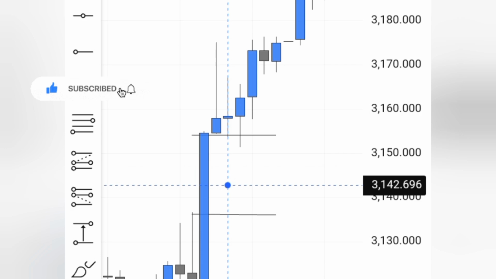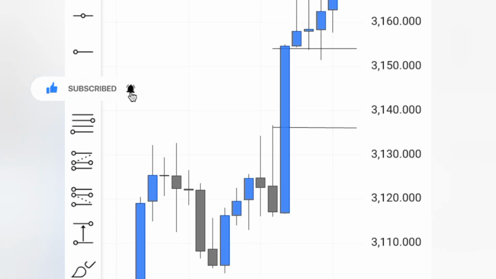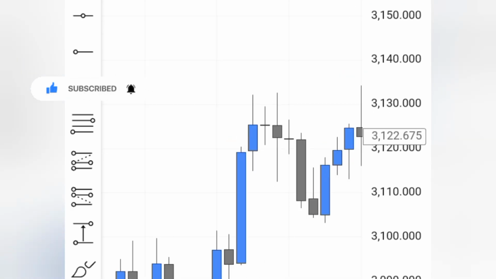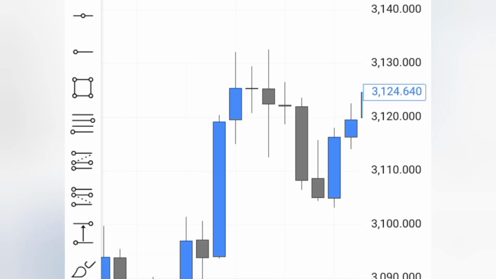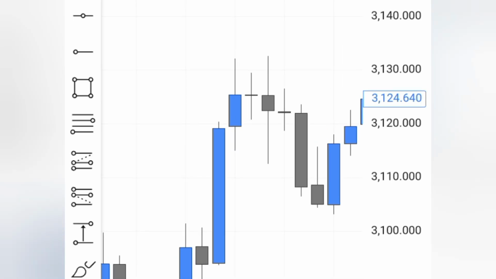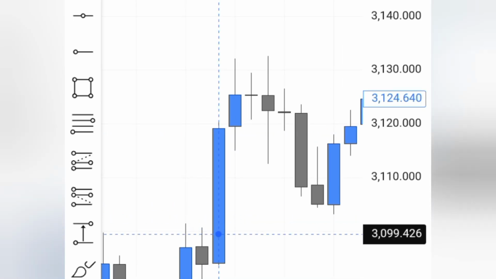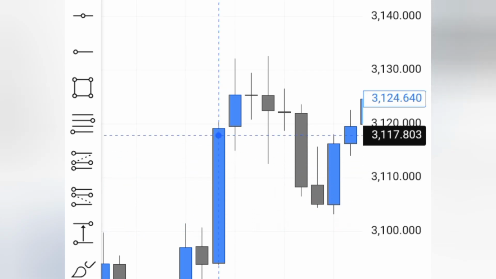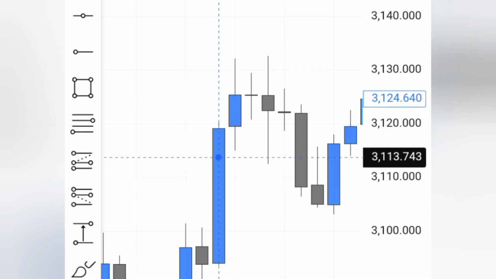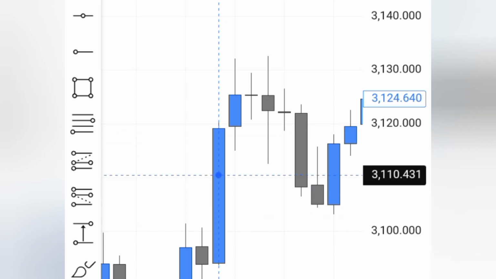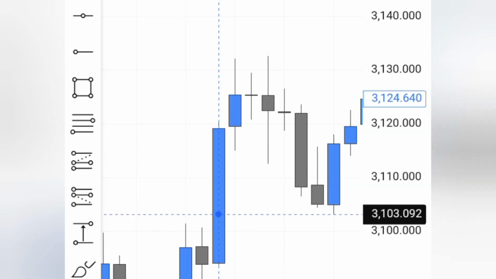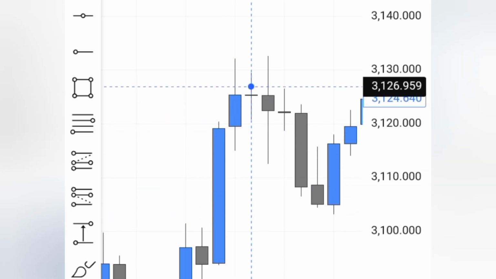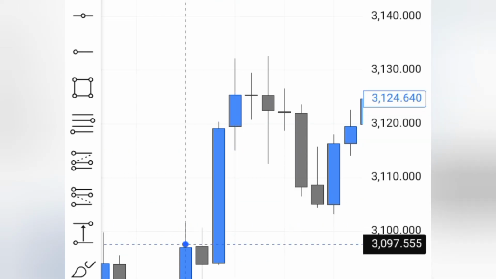So now let's get to another example. Let me show you another example of a fair value gap. So now this is another one, guys. When you look at this candle, this is a bullish candle, and it is a large momentum candle. Then after identifying this large momentum candle, you look at the surrounding candles. We have this bullish candle and this bearish candle.